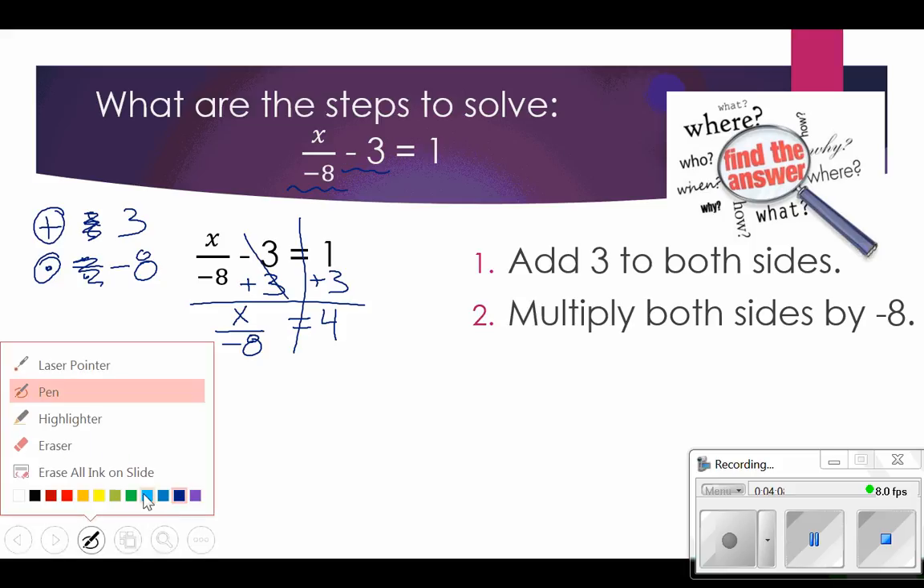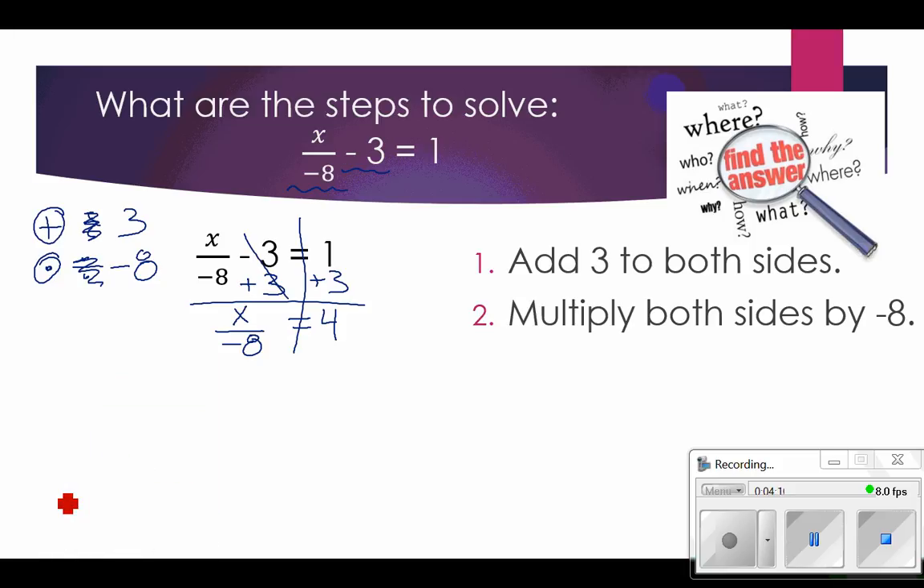For the second step, I'm going to choose a different color. So step 2 says to multiply by negative 8. So how I show multiplication is I use parentheses. If I put parentheses around something, that means I'm going to multiply with it. And I'm going to multiply both sides by negative 8. I'm going to make this one a fraction because I'm working with a fraction. And this side is just a whole number because I'm working with a whole number. Just like before, if you do something to both sides, you can always cancel. This cancels. And I'm left with x.